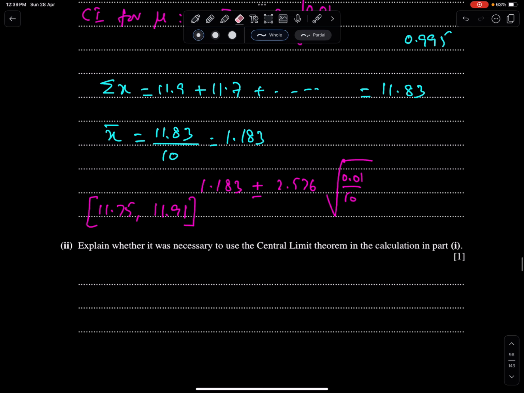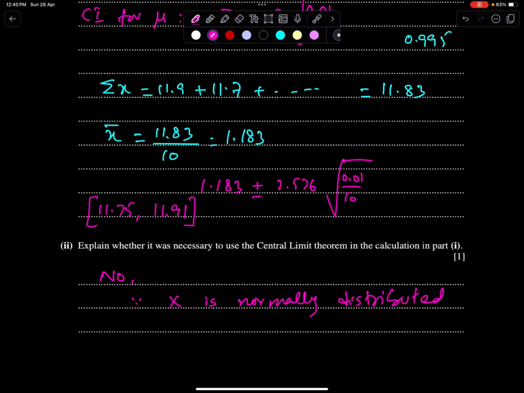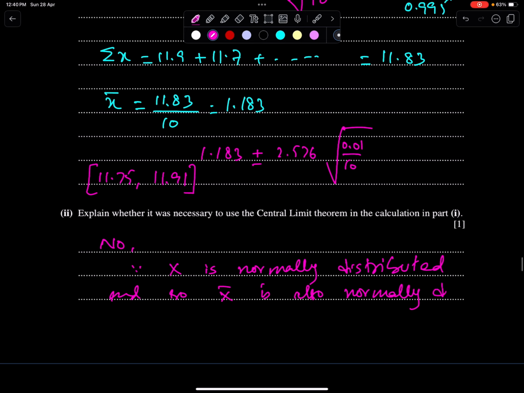The second part of this question is: explain whether it was necessary to use the CLT in the calculation in part 1? No. Why? Because the population is normal. X is normally distributed, and so X bar is also normally distributed. So when population is normal, there is no need to use CLT. CLT is for non-normal populations.